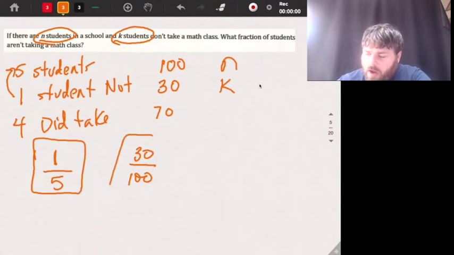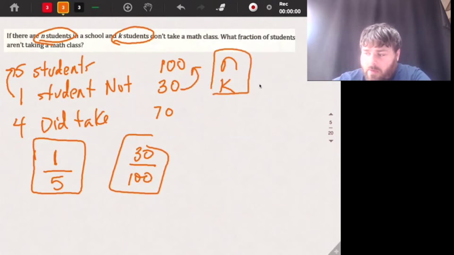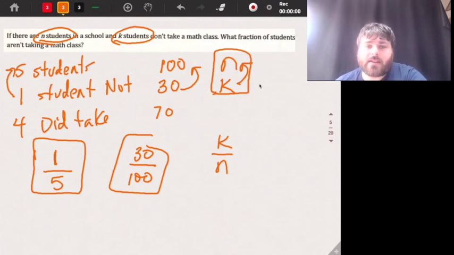How did you get 30 over 100? Well, I did this divided by this. Well, do the same thing with these variables. This divided by this. So k divided by n. It's that simple. Now, this is a pretty easy problem, but it helps you kind of realize that this strategy is really beneficial. So if you're setting up an equation or an expression, you can use this strategy.